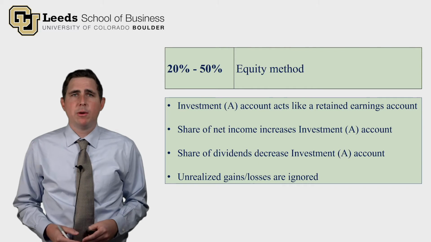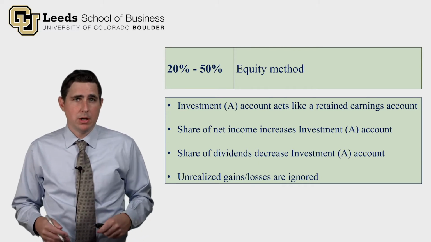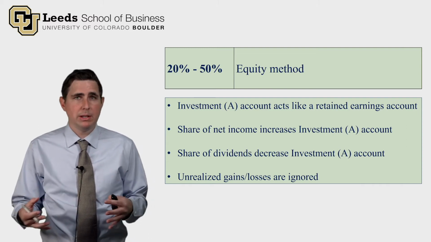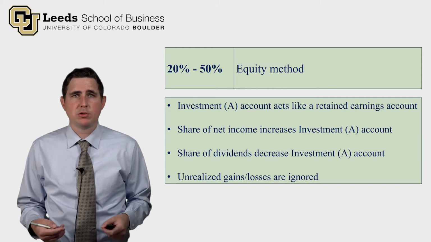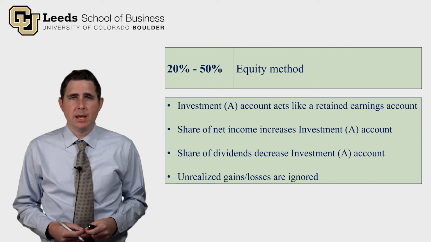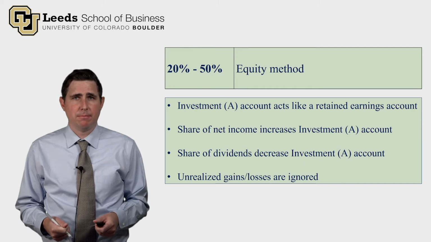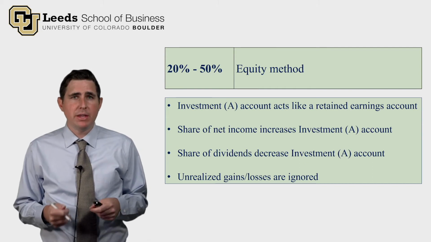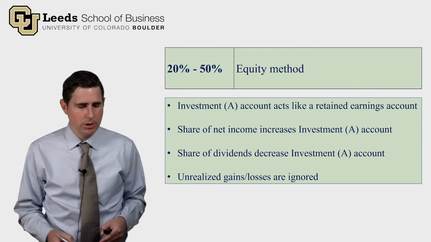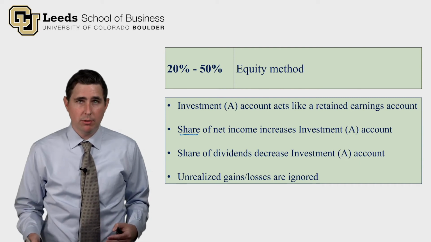Now let's go over the equity method. The equity method is when you own between 20 and 50% of the company. So you do an equity investment, and at the end of the investment, you own 20 to 50% of the company. What's the accounting treatment for that? Well, we're still going to have an investment account on the balance sheet. But rather than being held at fair value, it's going to act like a mini retained earnings account. And what do I mean by that? Well, the investment account is going to increase with our share of the company's net income. So our share of the company's net income is going to increase the investment account.